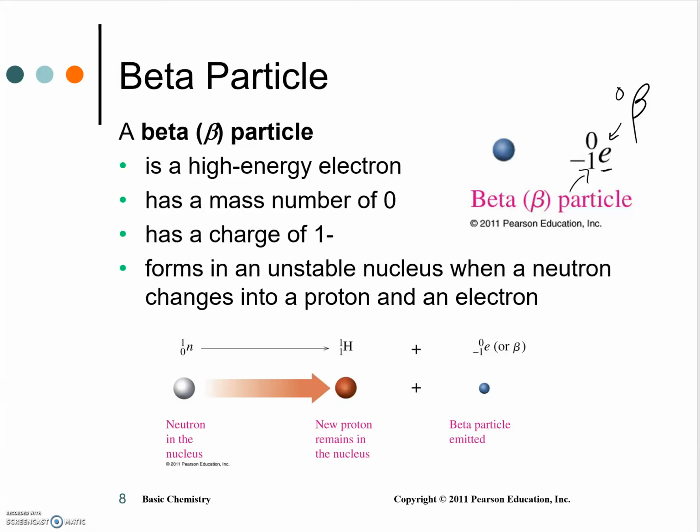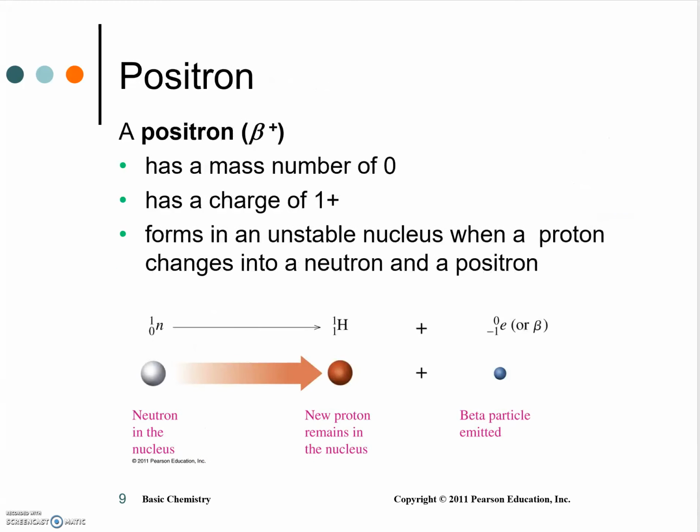And again, it doesn't have a mass, but it does have a charge of -1. A positron is very similar to that beta particle we just looked at. However, instead of it being negative, it's going to have a positive charge. Once again, that mass number is 0, so it is going to be written as the beta symbol with no mass, but a charge of +1.